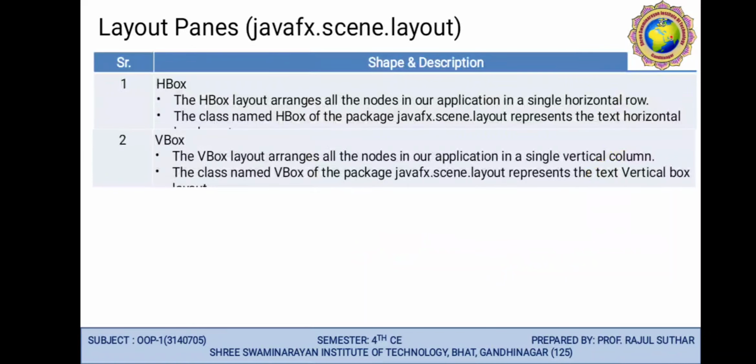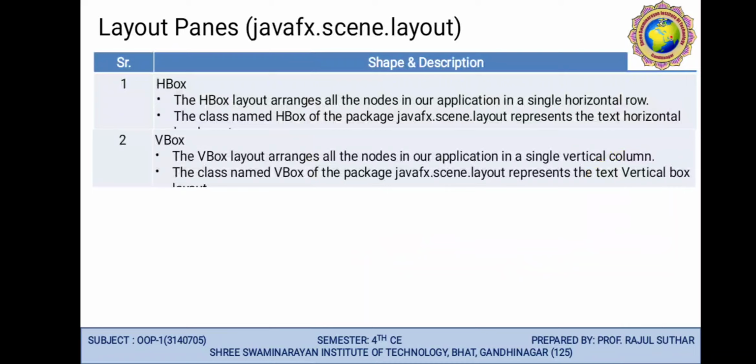This is the description of each and every layout. HBox means this layout arranges all the nodes in our application in a single horizontal row. H means horizontal row. The class HBox of the package javafx.scene.layout represents the layout horizontally.